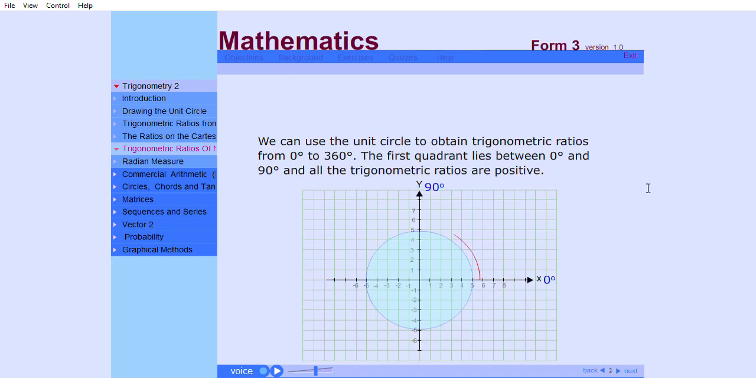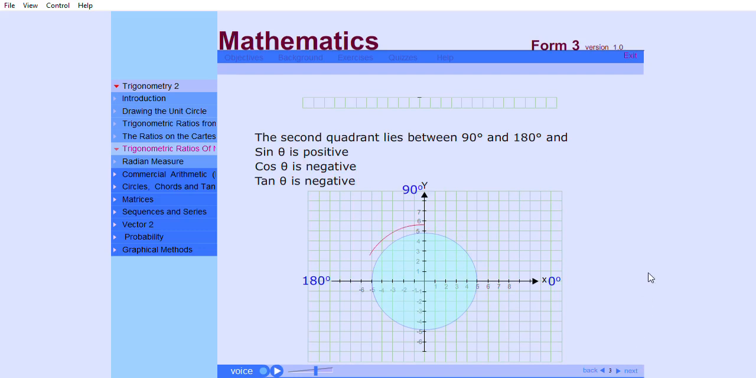We can use the unit circle to obtain trigonometric ratios from 0 degrees to 360 degrees. The first quadrant lies between 0 degrees and 90 degrees, and all the trigonometric ratios are positive. The second quadrant lies between 90 degrees and 180 degrees, and sine of theta is positive, cosine of theta is negative, and tangent of theta is negative.